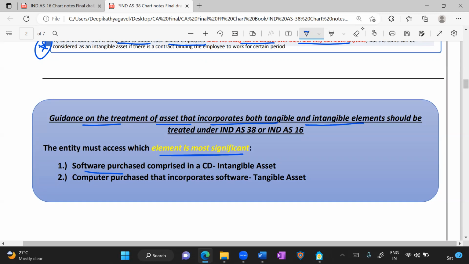Now, what was your aim behind purchasing? Your aim was to obtain the software or the CD? Obviously, the software. So what is more significant? The software is more significant. So this is obviously what? An intangible asset, because the CD is just a medium to bring that software to you, right? So the CD wasn't significant. What was more significant? The software which was comprised in that particular CD was more significant. So hence, this particular software in a CD will be classified under what? Intangible asset in Ind AS 38.